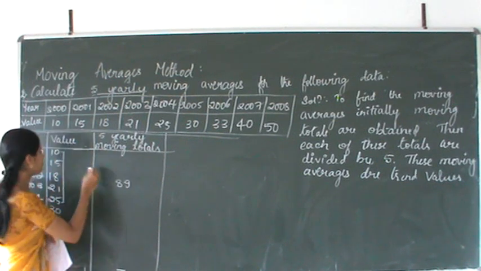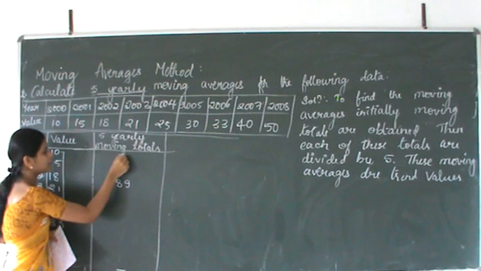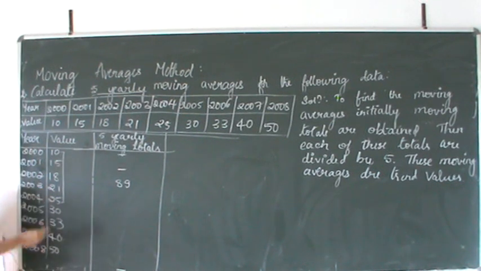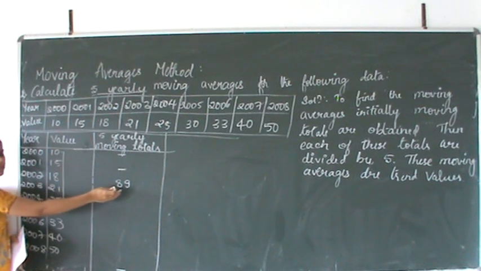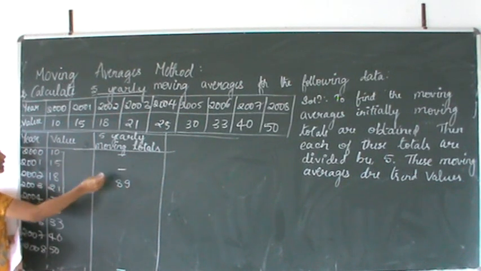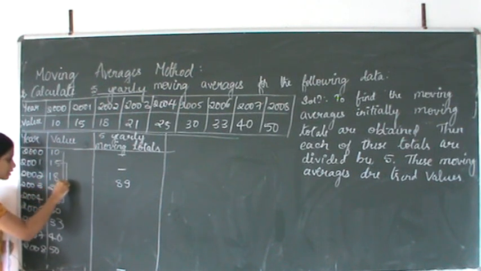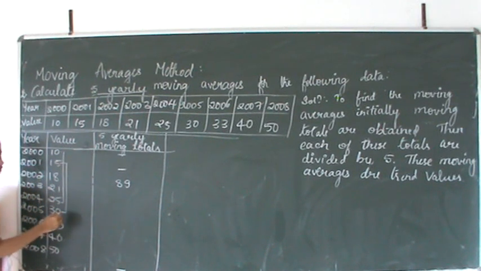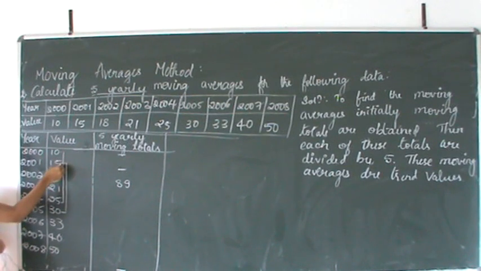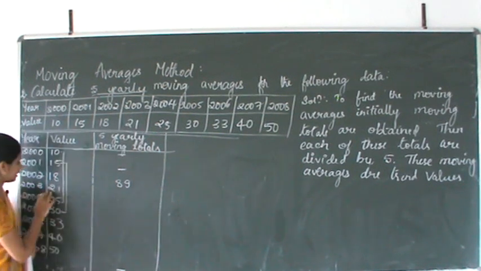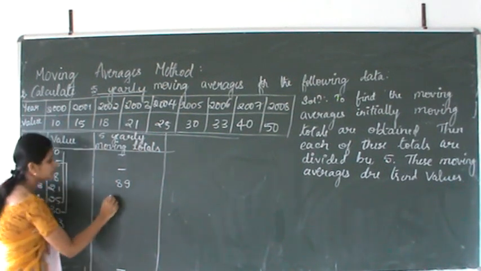So what will happen? The first two lines will be kept blank. The first and second lines will be blank, and in the middle of the time span we will write the total 89. Next, leave the first year, and from the second year we are going to calculate the total of the next 5 years. 15 plus 18 plus 21 plus 25 plus 30 comes to 109, and the middle year will be 2003. 109.